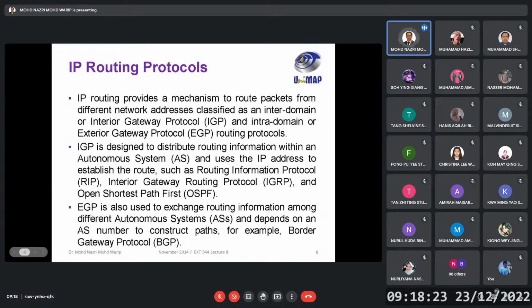EGP is only for the internet. EGP, or exterior gateway protocol, is used to exchange routing information among different autonomous systems, and depends on the AS number to construct paths, for example BGP. So remember, IGP distributes routing information, EGP exchanges routing information. So different: distribute, exchange.